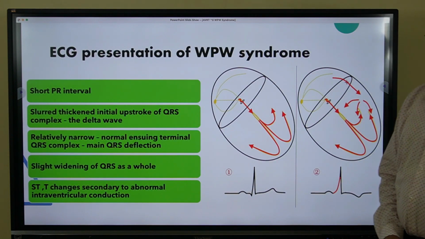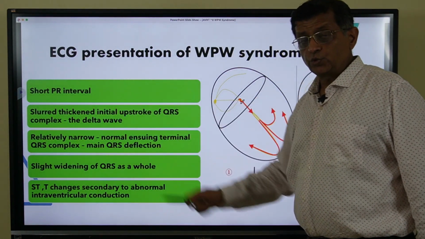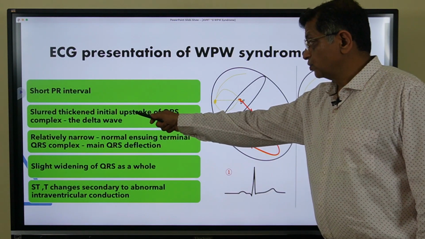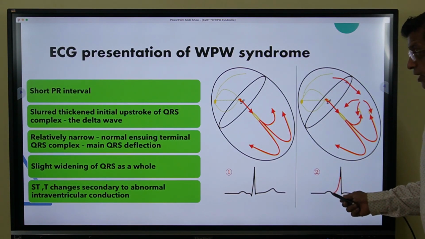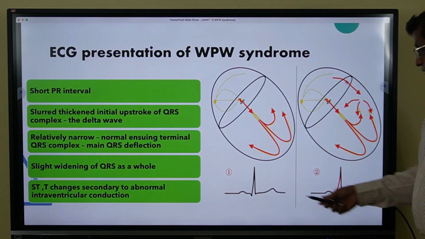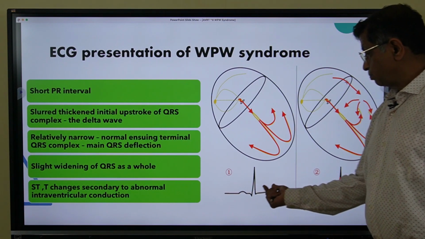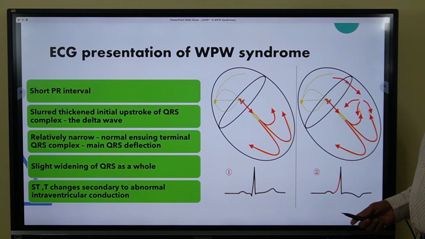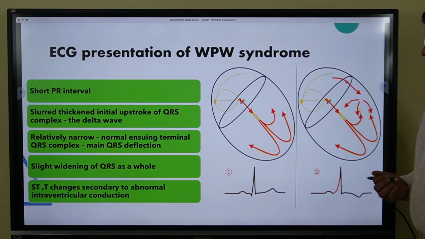So the ECG changes in WPW syndrome: short PR interval, usually less than 120 milliseconds, slurred and thickened upstroke of the QRS complex, the typical delta wave shown in red here. Relatively normal ensuing terminal QRS complex. The terminal part of the QRS complex is essentially normal. The overall QRS complex is slightly widened to about 110 milliseconds, and sometimes there are secondary ST-T changes, secondary to abnormal interventricular conduction.